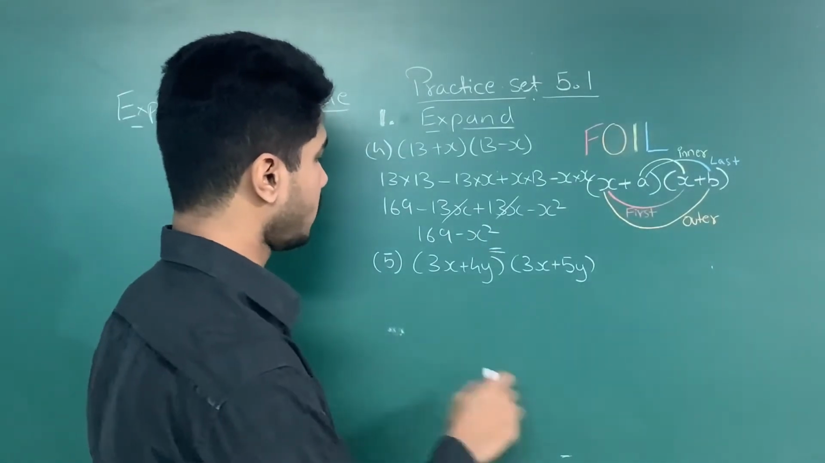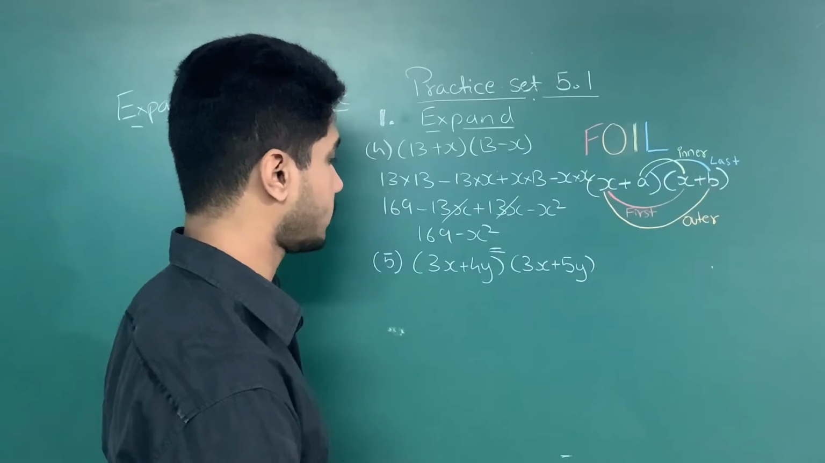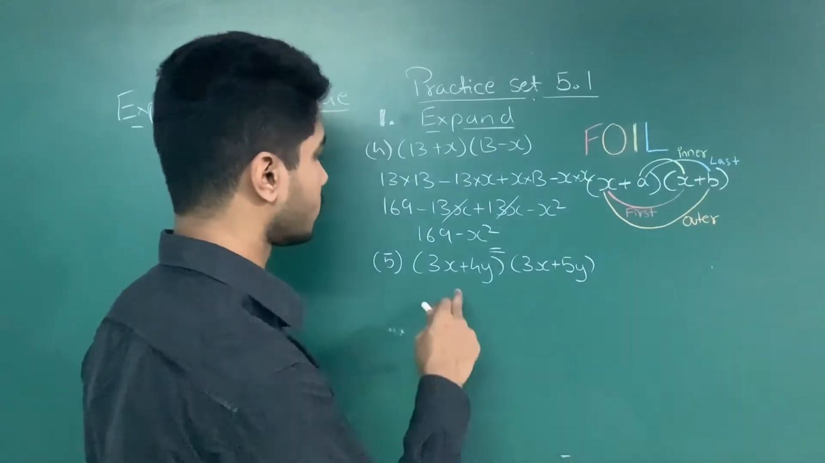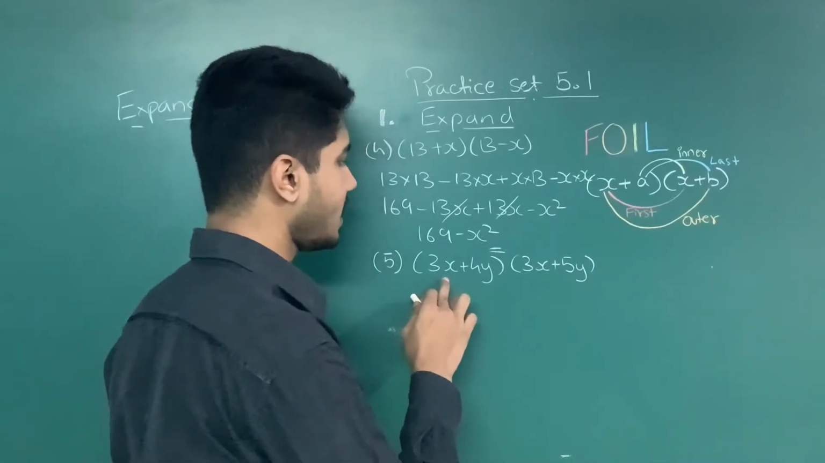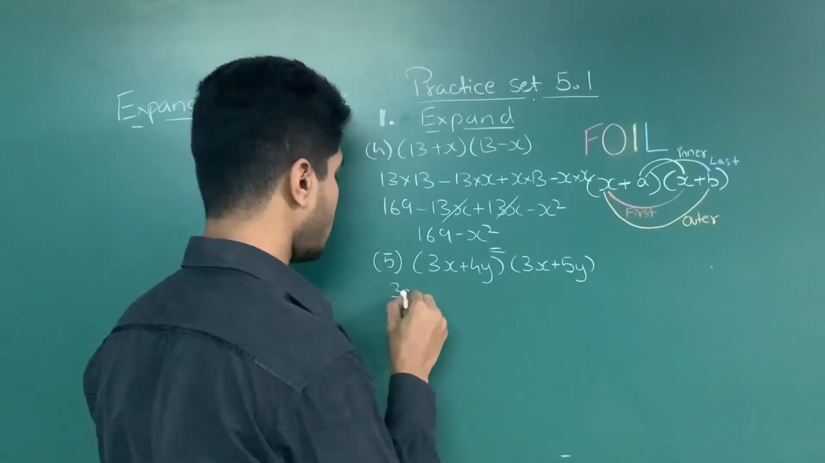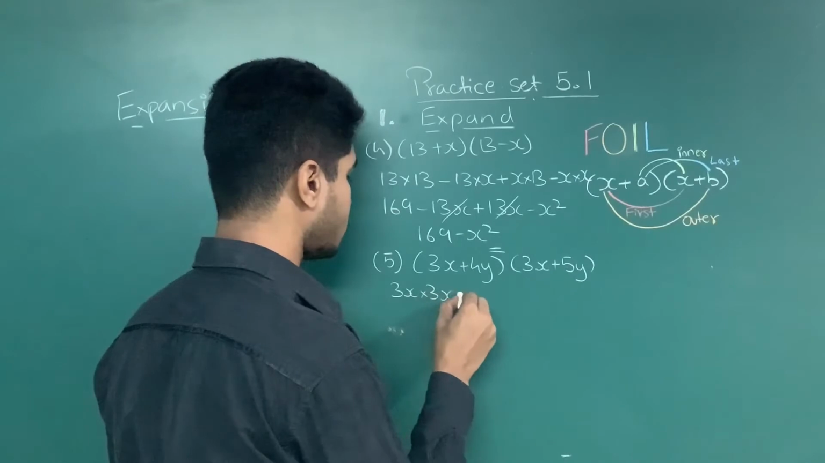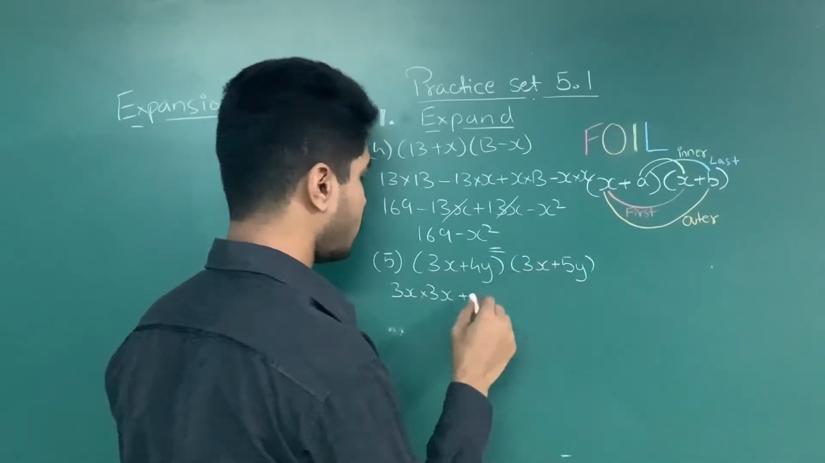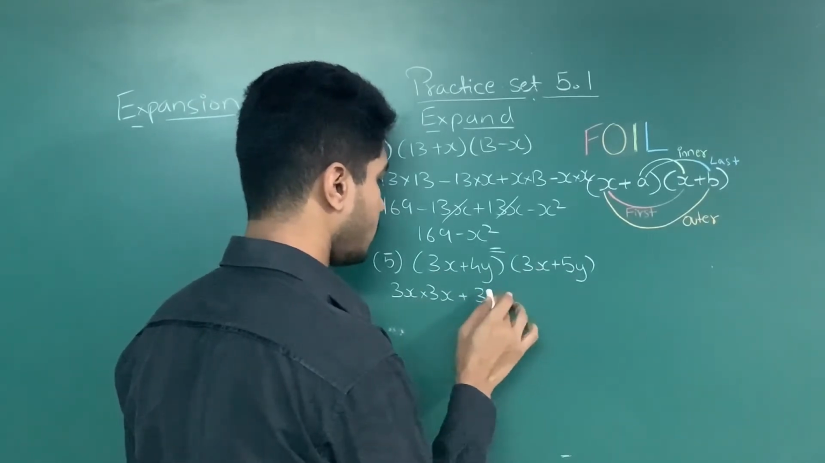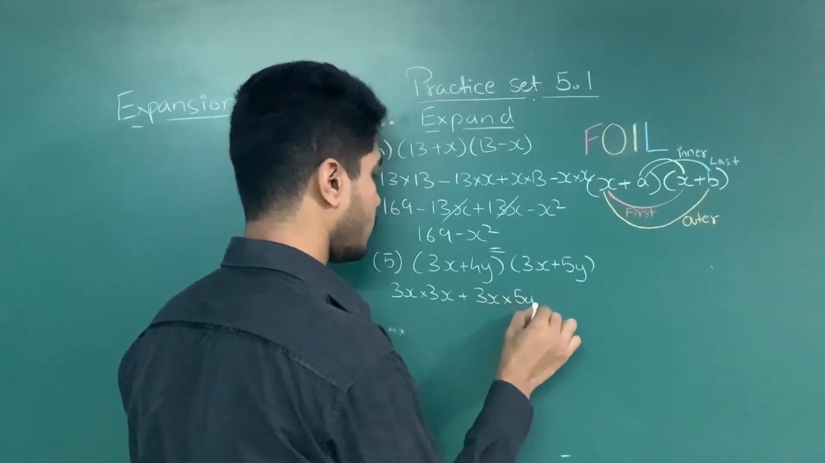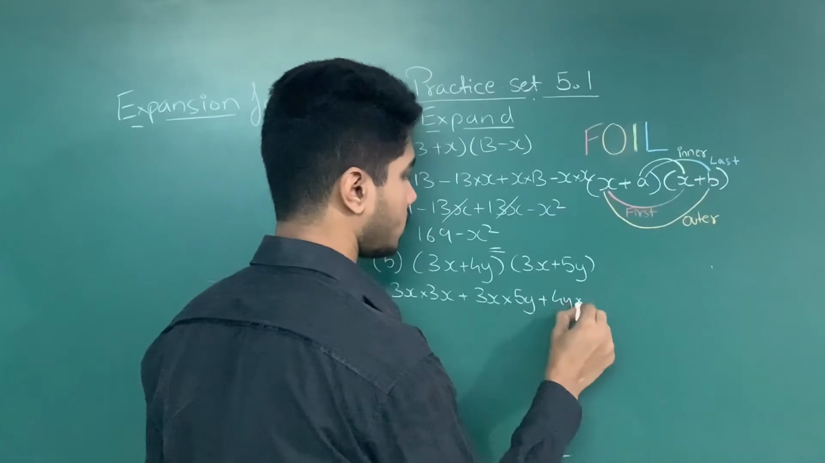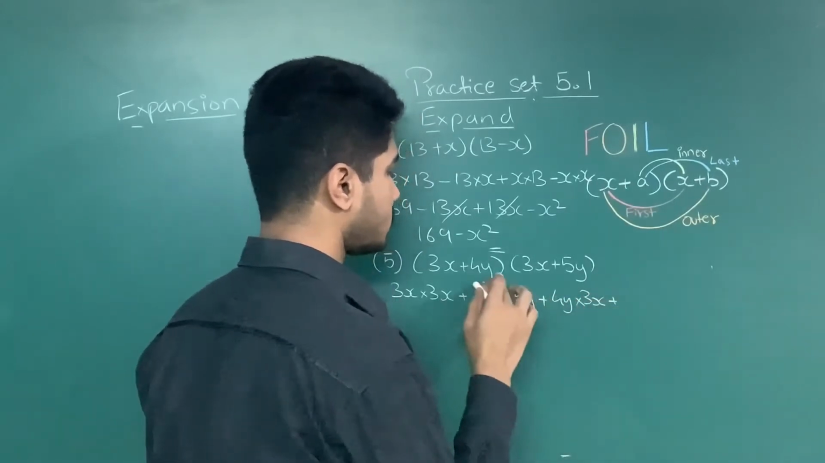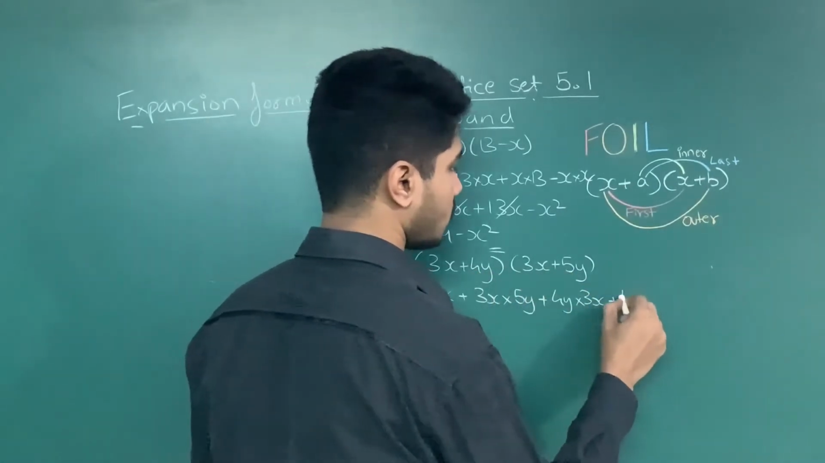Fifth question, (3x + 4y)(3x + 5y). So you have two variables over here, that is x and y. Let's multiply, won't make any difference. So 3x into 3x, 3x into 5y, then 4y into 3x plus 4y into 5y.